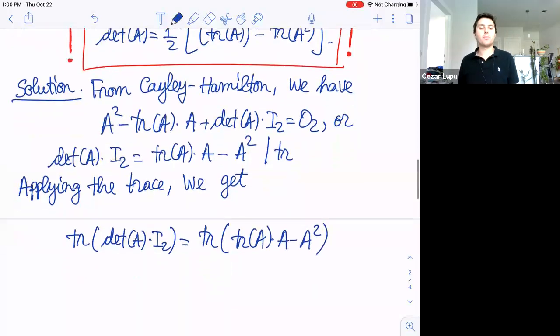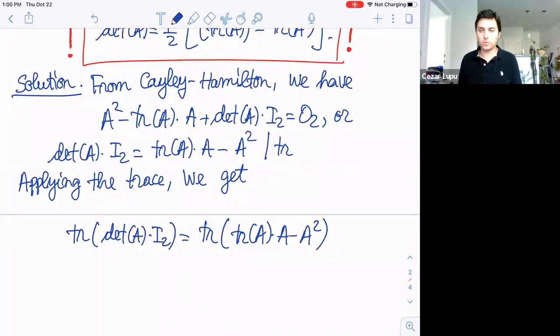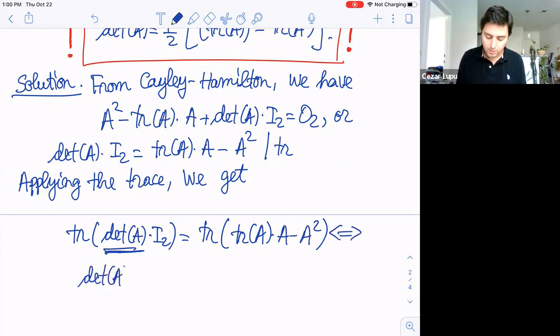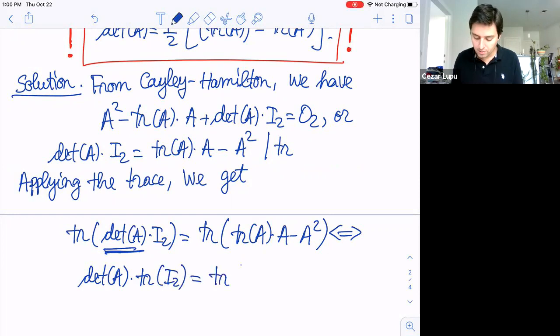But now, by applying the properties of the trace, which I assume you all know from a linear algebra course, the determinant is a constant, so this guy here will go outside. So this will be equivalent to the determinant of A times the trace of the identity, and this would be the trace of A times A minus the trace of A squared.